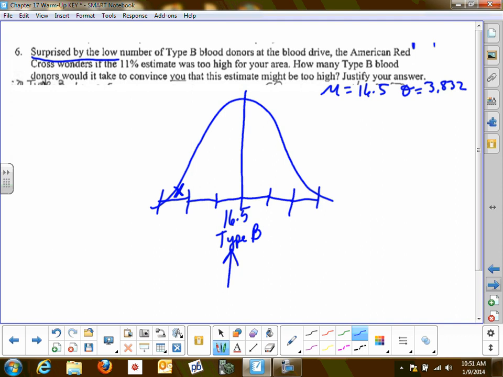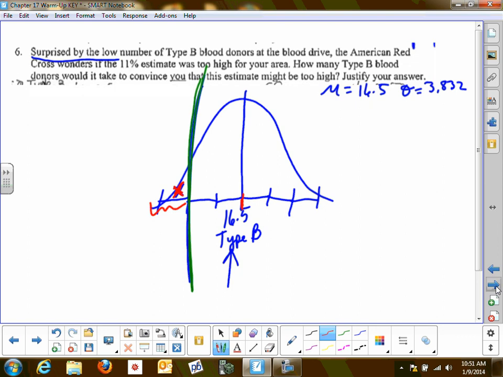So according to our normal model, outside of how many standard deviations do I go, whoa, that's unusual? Outside of 2. So this is that limit location. If we got a sample at the Aledo blood drive over here, and we only got this many type B blood donors, we would go, whoa, that's weird. Something's happening. Let's see how many that is. That's 2 standard deviations down from what was expected to happen.